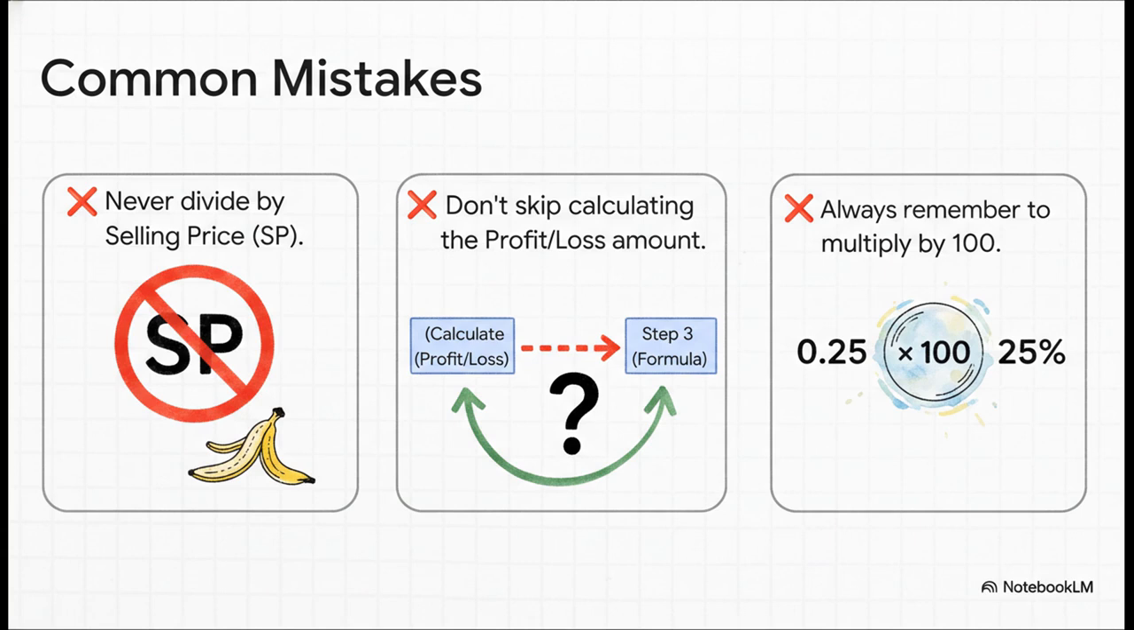So before we wrap this up, let me give you a heads up on the 3 most common traps people fall into. First, and you've heard me say it a bunch, never ever divide by the selling price. It's always the cost price. Second, you have to find the actual profit or loss amount first before you do anything else. And finally, a really simple one, don't forget to multiply by 100 at the end. Avoid these little mistakes and you're all set.